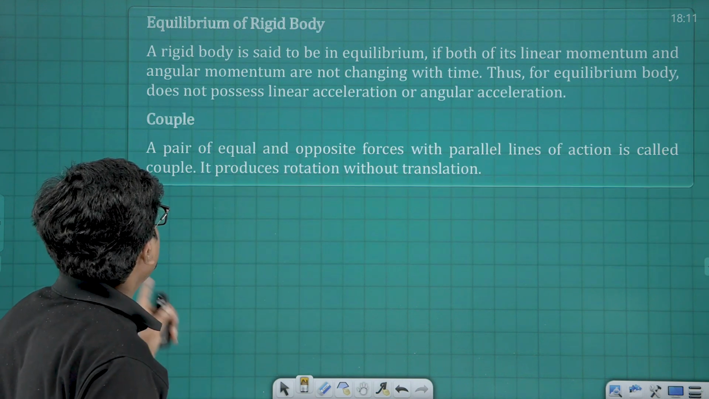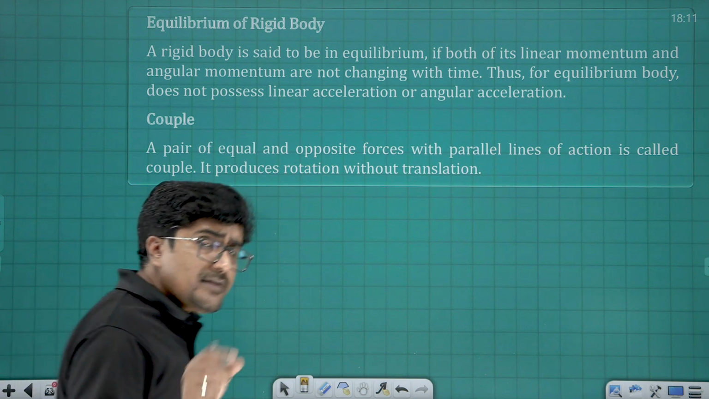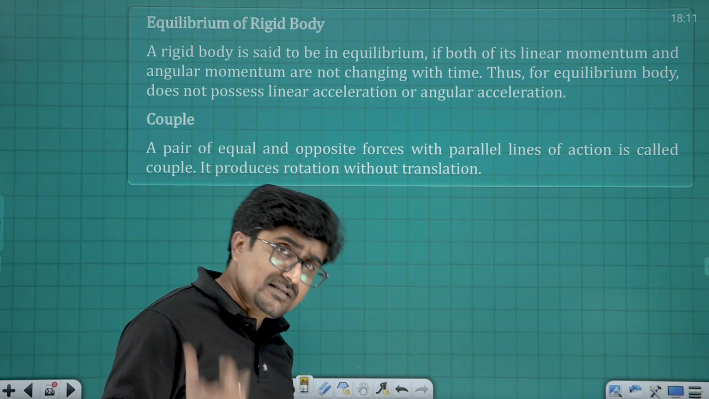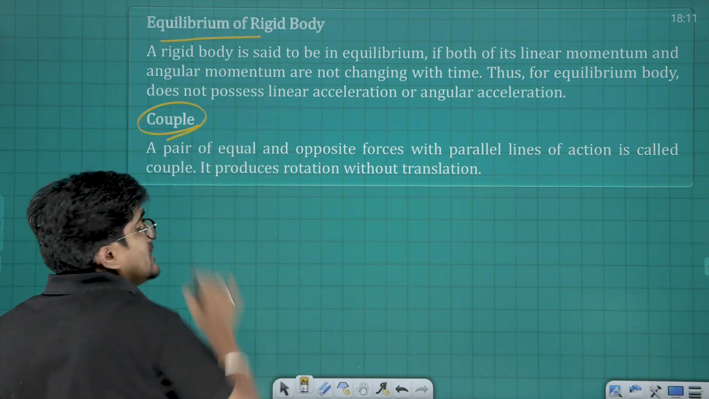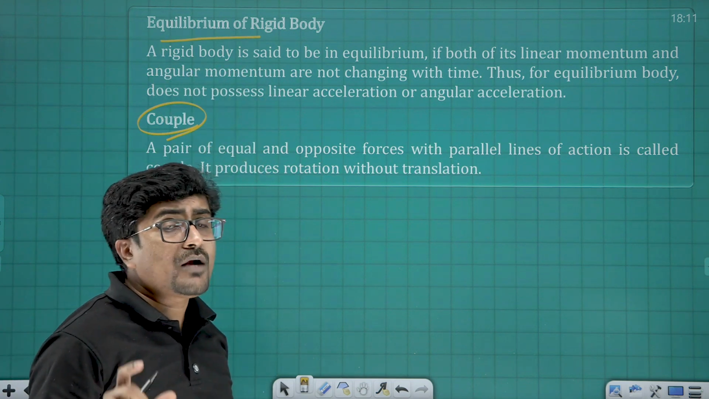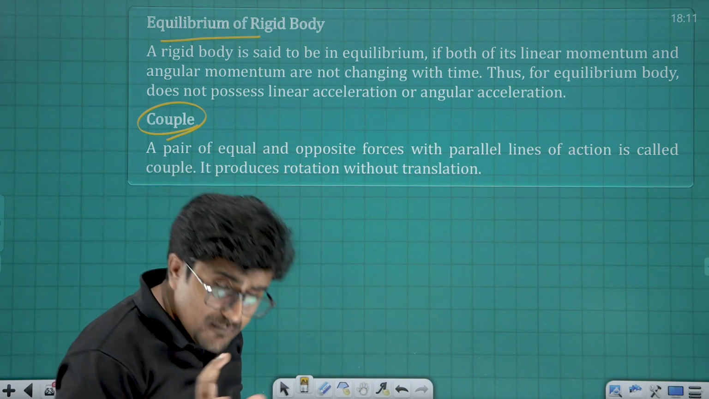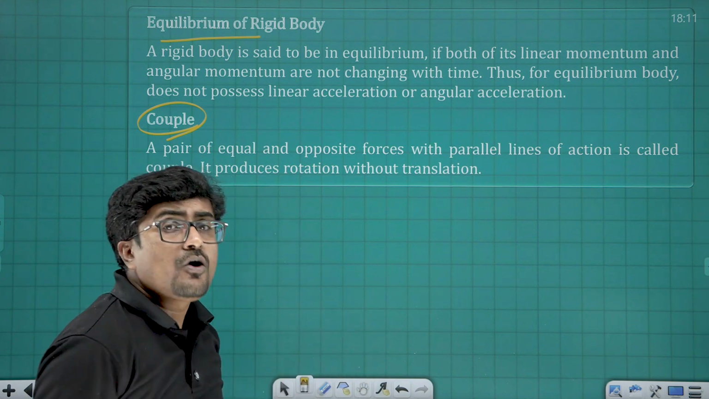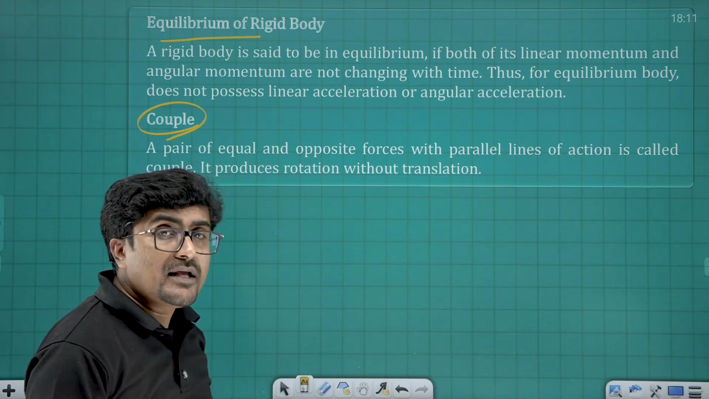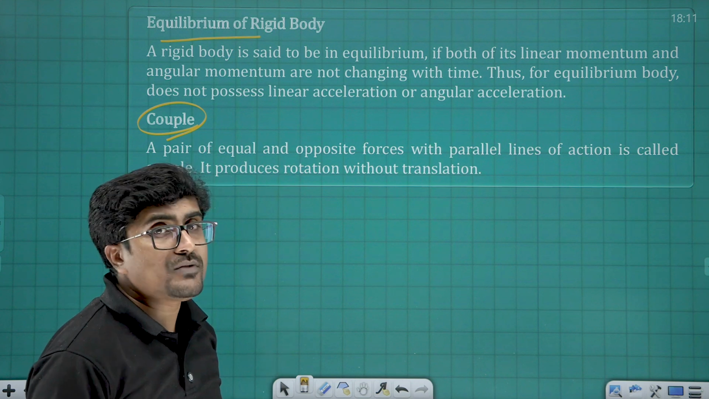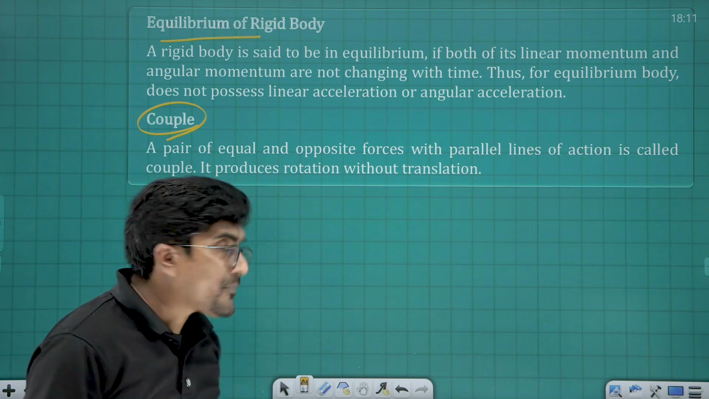The next one is equilibrium of a rigid body. Equilibrium of a rigid body means that if the net force experienced is 0 as well as the net torque is 0, then that body is in equilibrium. A couple is the same as torque: two equal and opposite forces acting with respect to the axis of rotation, which can trigger rotational motion in a body, is known as a couple. To calculate the couple or torque, any one of the forces multiplied by the perpendicular distance of separation gives the torque acting.